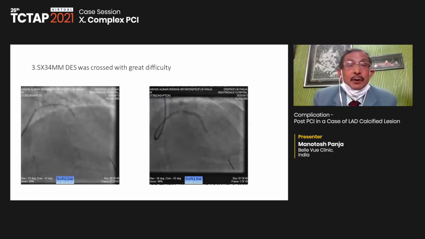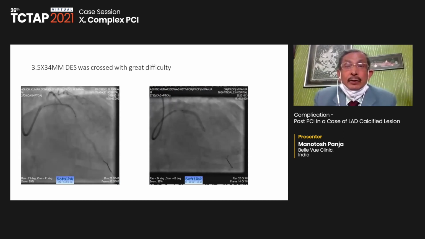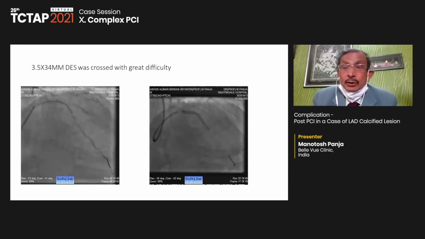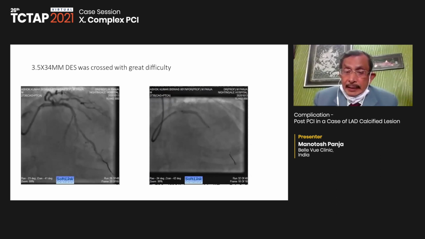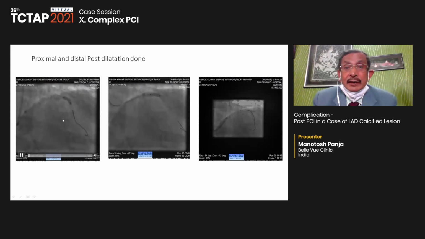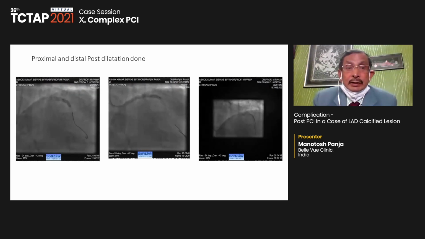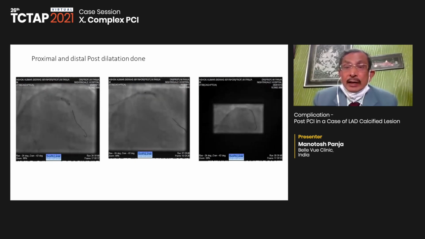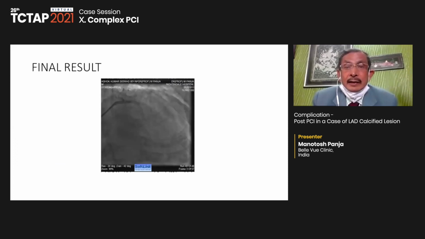Then I gave the 3.5 by 34 millimeter DES stent, crossed with great difficulty, you see, from proximal end to distal. And then it is the appreciable result. To cross the distal lesion, I faced difficulty. With the repeated difficulty, again I had to redilate the distal end of the calcium with an NC balloon, that is 3.0. Then I was able to cross the distal lesion with the stent. So this is the final result. I think it is an appreciable good result of putting the stent.